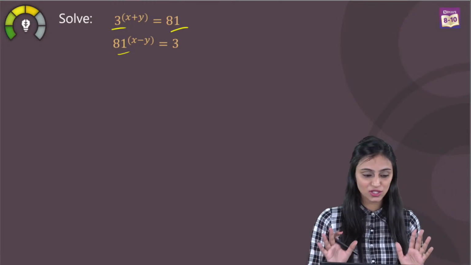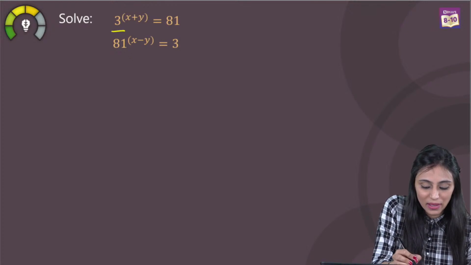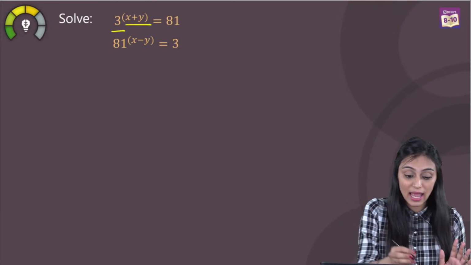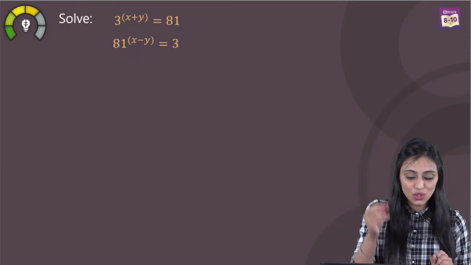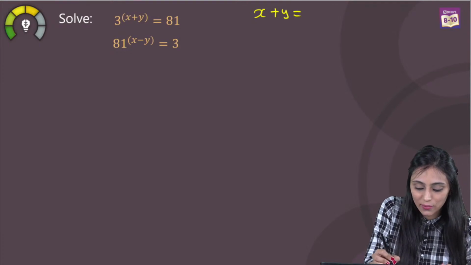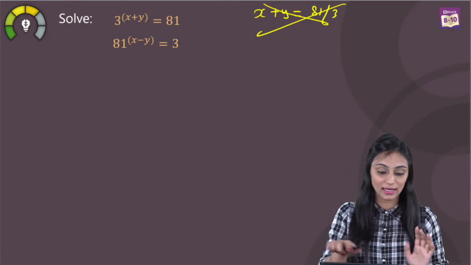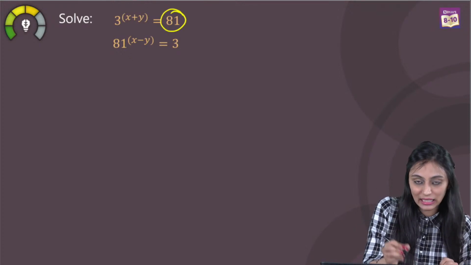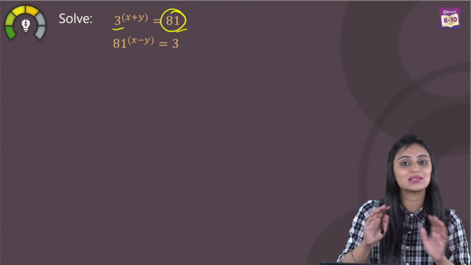So this is a very good question if you see. Whenever you have something like here 3 is the base and x plus y is the exponent of 3. Listen to me carefully students. And here 81 is the base and x minus y is the exponent. In such questions, you cannot write it this way that x plus y would be equal to 81 by 3. That is absolutely wrong. You cannot take the base and take it to the other side. In questions like this, what you should do is, you should write 81 in such a way that it has base 3. So that bases on both the sides are same.